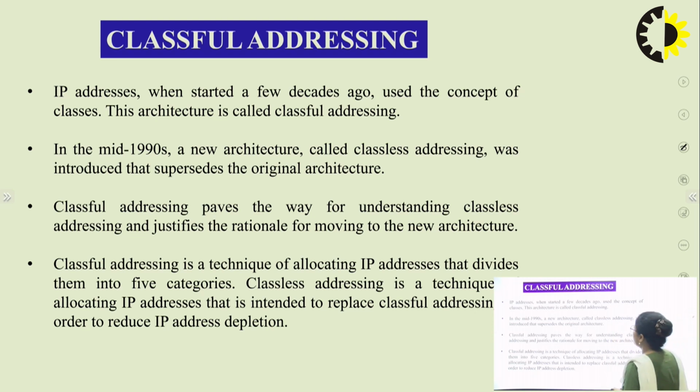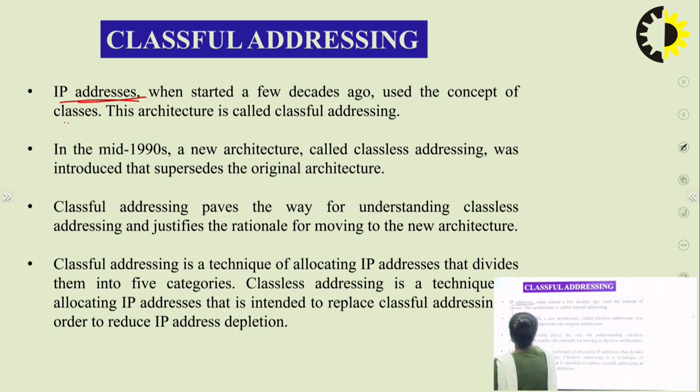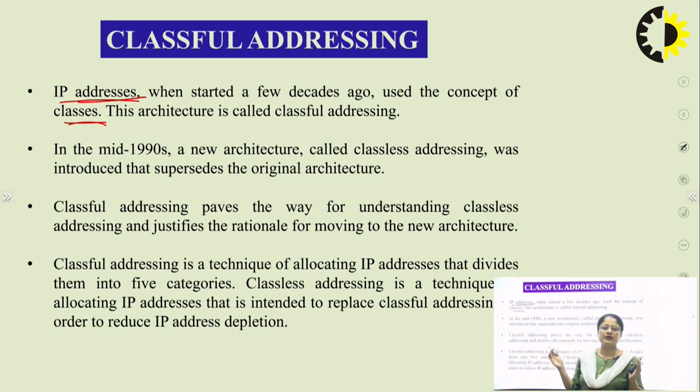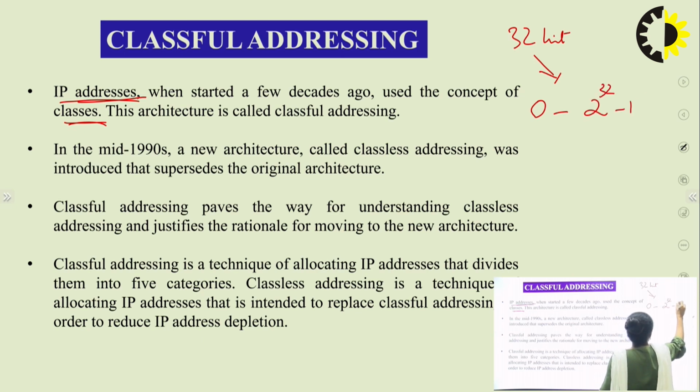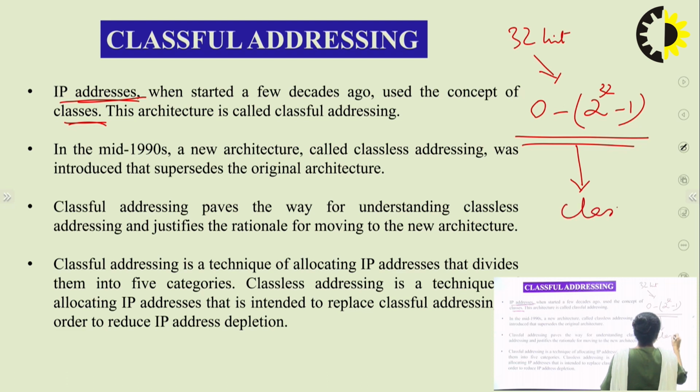Now, when you're talking about IP addresses, initially we started the concept of IP addresses with the concept of classes. That means the total range of addresses. We have a 32-bit address. So, if you look at the range, we have the range going from 0 to 2 to the power 32 minus 1. This total range of addresses is divided into classes.